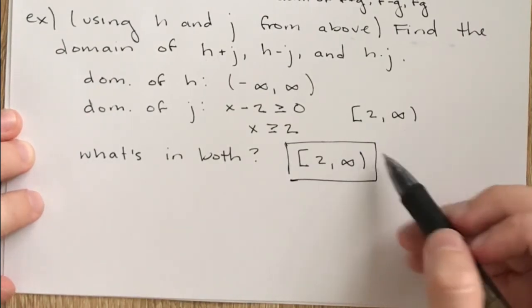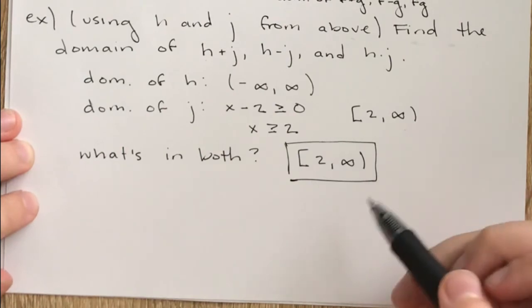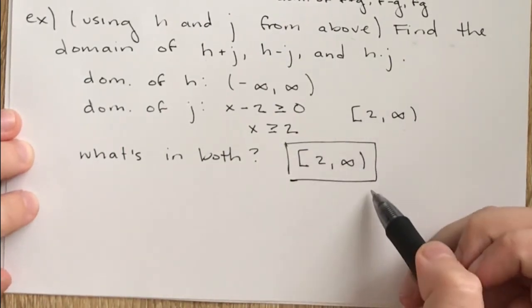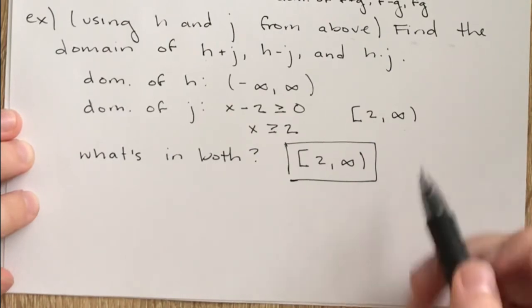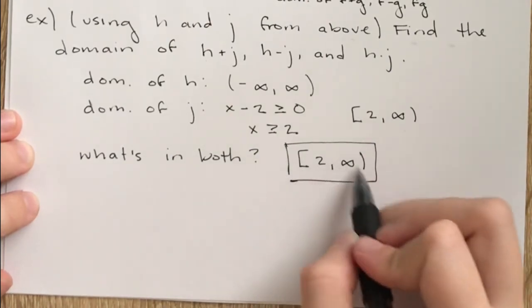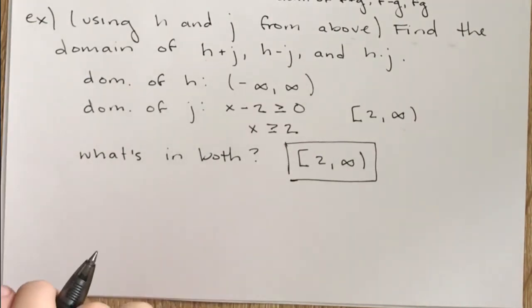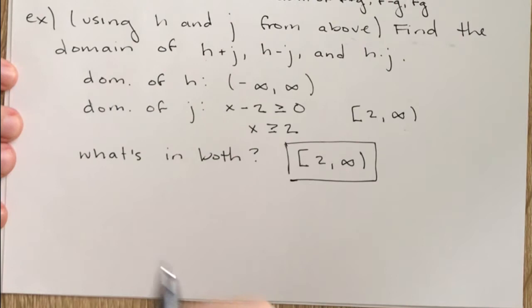Checking back to our example from before, where we said that 0 was not in the domain, is 0 included here? It's not. 0 is less than 2, so it's not included in our domain, so this checks out. Let's look at another example really quick.